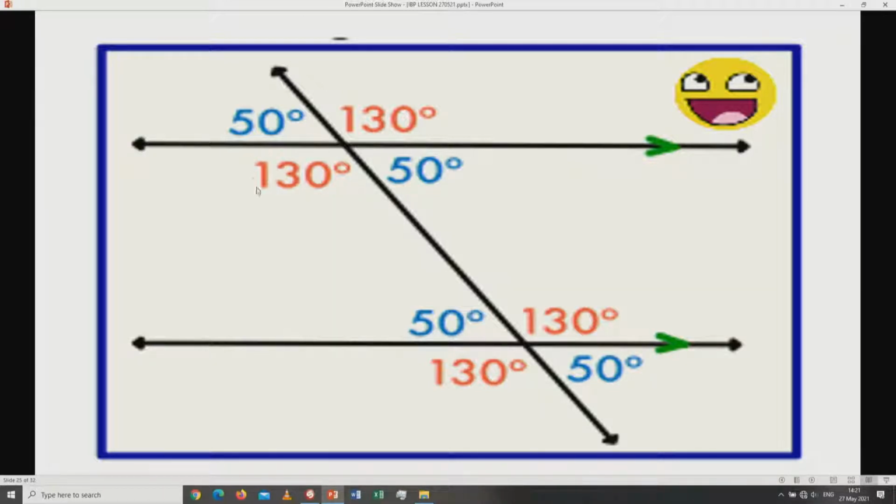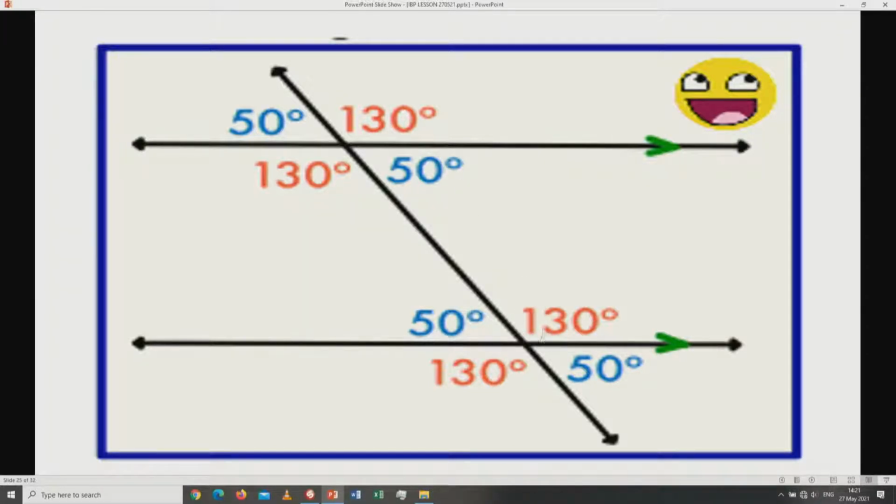Corresponding: below the parallel line on the left. Corresponding: above the parallel line on the left of a transversal, 50. Above the parallel line on the right of the transversal, corresponding. Your F is facing down. Your F can face anywhere. You just look for the pattern. Your U, look at the shape of your U.